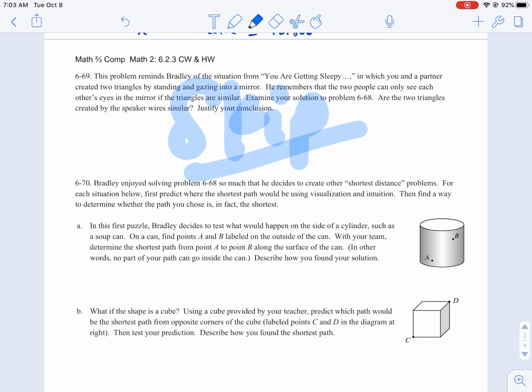So most people would say, "Oh, I'd just go through the can," but you have to go around this curved edge. But if you laid that whole soup can label flat, it would just be a straight line.